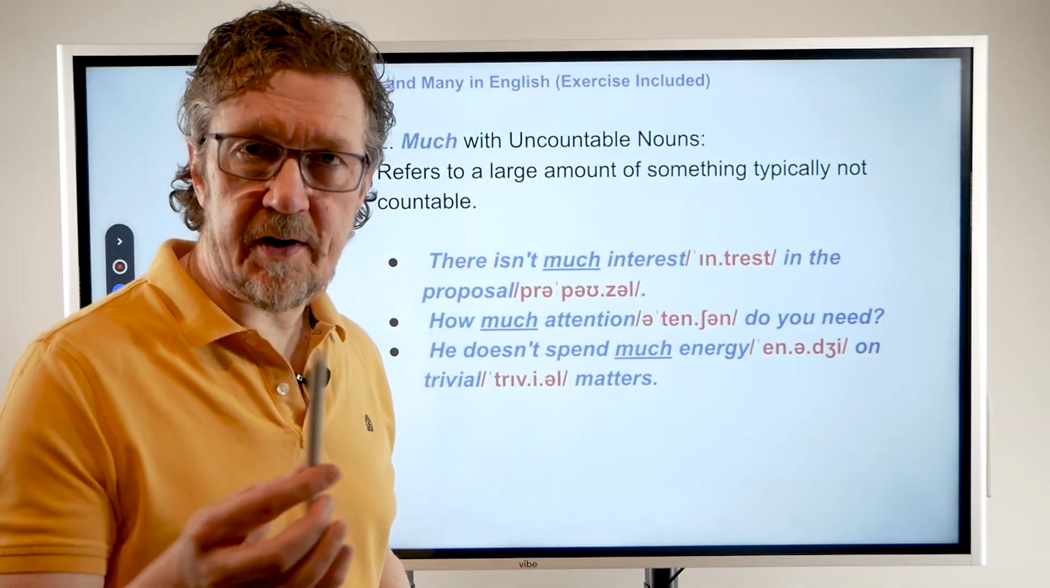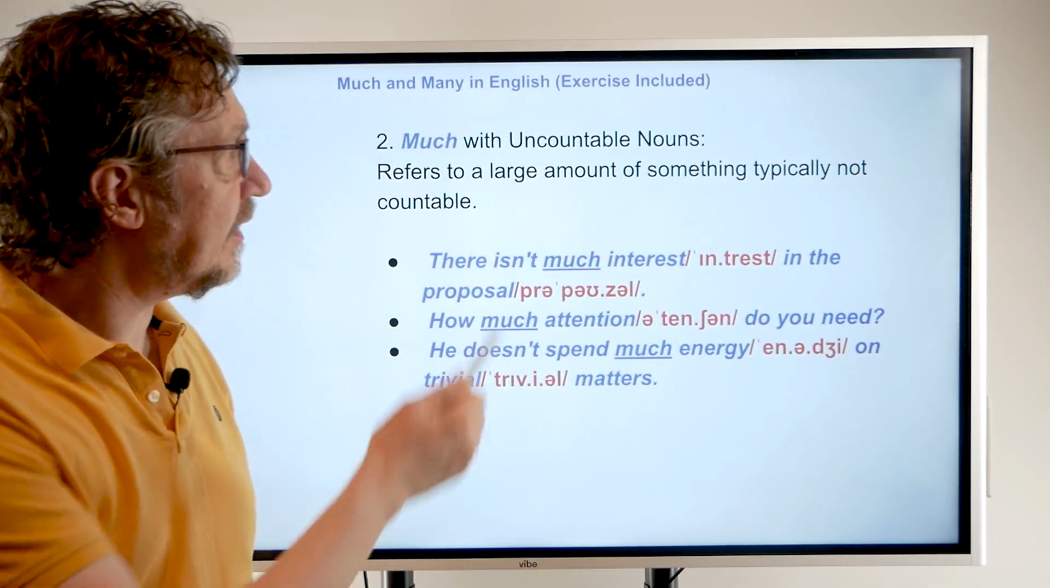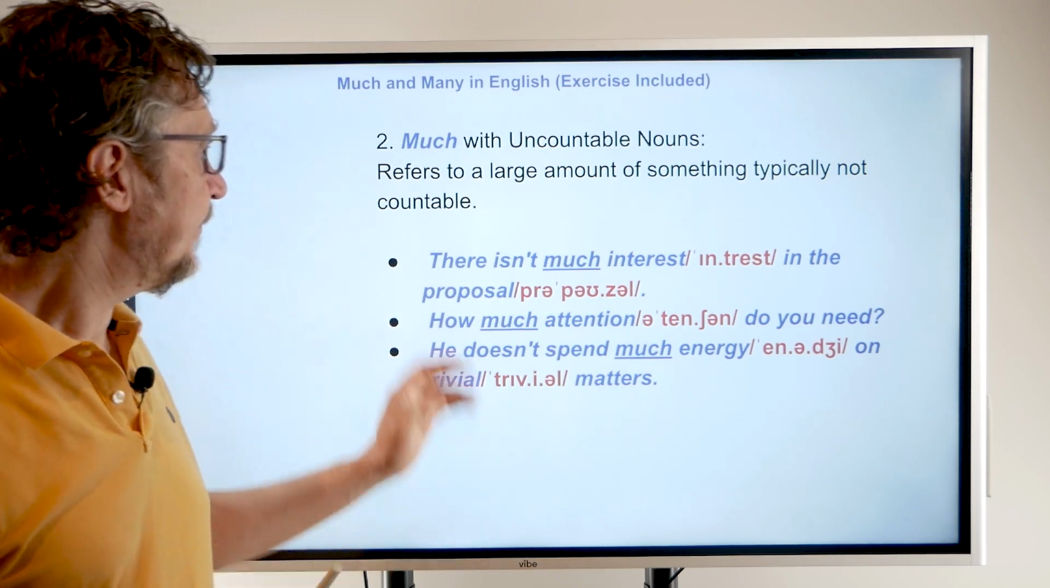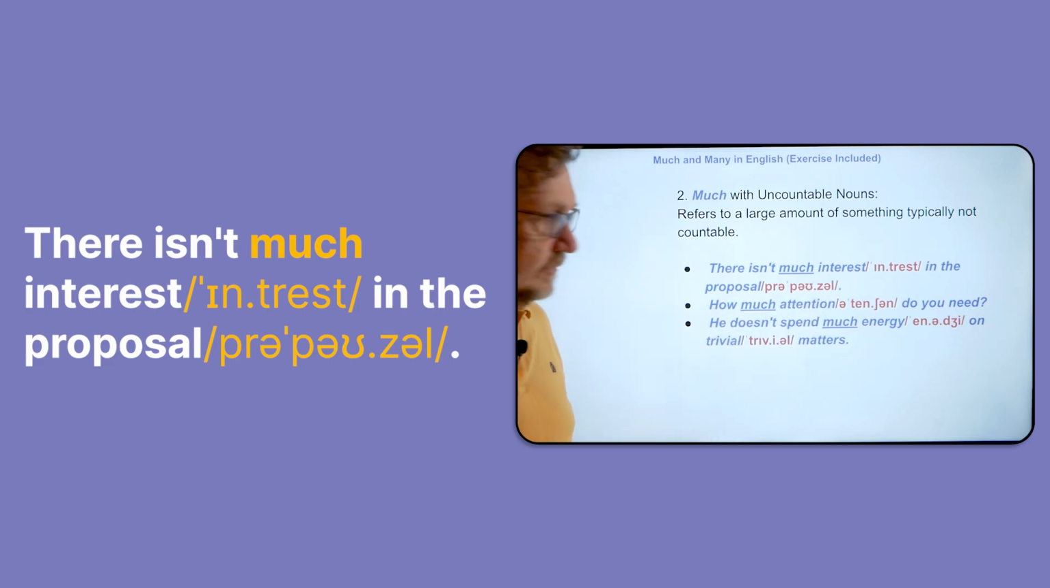So number 2, much with uncountable nouns refers to the large amount of something typically not countable. Okay, it's similar to what we just said. There isn't much interest in the proposal. Proposal.